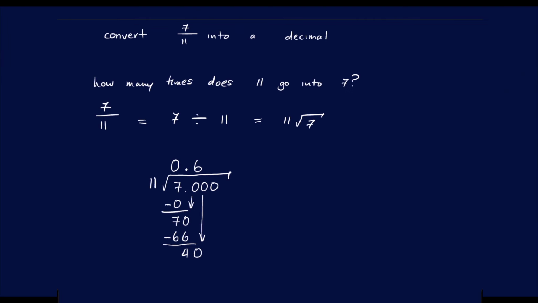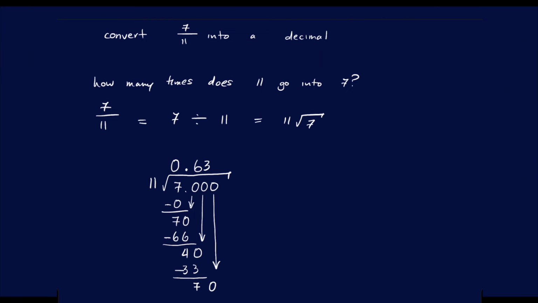So now we ask ourselves, how many times does 11 go into 40? And the answer is 3 times, because 11 times 4 is 44, which is too big. So 11 times 3 is 33. Okay, so then we have 40 minus 33, which is 7. And since we subtracted two numbers, we bring down the next digit, which is 0.